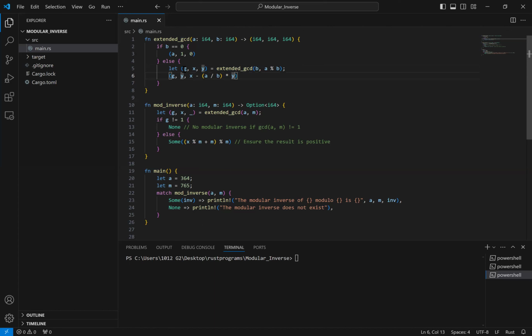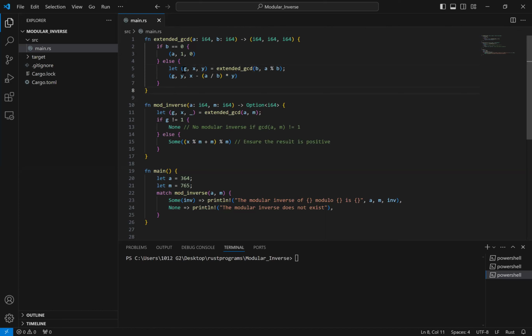Just look at this part, the part I have highlighted: GCD, comma, X, comma, Y. So our GCD is still here, G, but X is replaced by Y. And Y is replaced by X minus A divided by B, where you only take the whole number, multiplied by Y, and Y is coming from here. That is what this formula is saying.